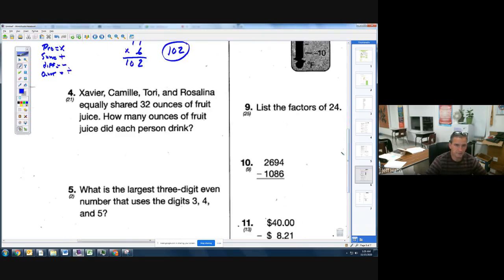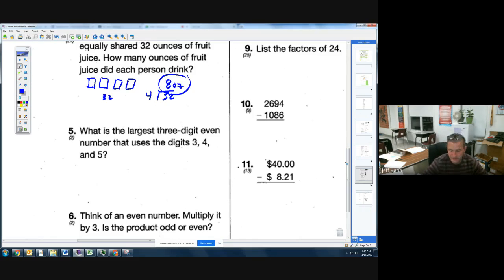Forging ahead here. Xavier, Camille, Tori, and Rosalina equally shared 32 ounces of fruit juice. How many ounces did each person drink? You've got 4 people sharing 32 ounces. You're separating 32 into 4 equal groups, so that is a division problem. And 4 goes into 32 8 equal times, so each person gets 8 ounces.